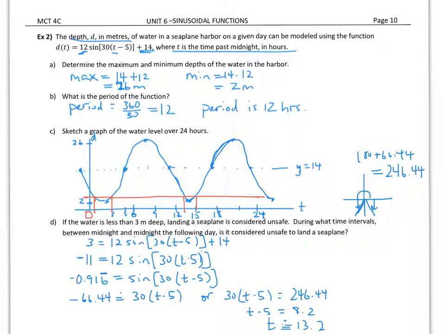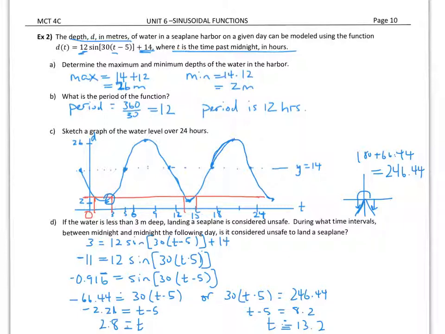Now I'm going to work with that other one, negative 66.44. I'm going to divide that by 30, and that's going to give me negative 2.21 roughly, and that's going to equal my t. I'm going to add 5 to that, and that's going to give me roughly 2.785, so 2.8 is my time. So that's in hours. Looking at that, 2.8 is probably this answer over here that's close to my 3.